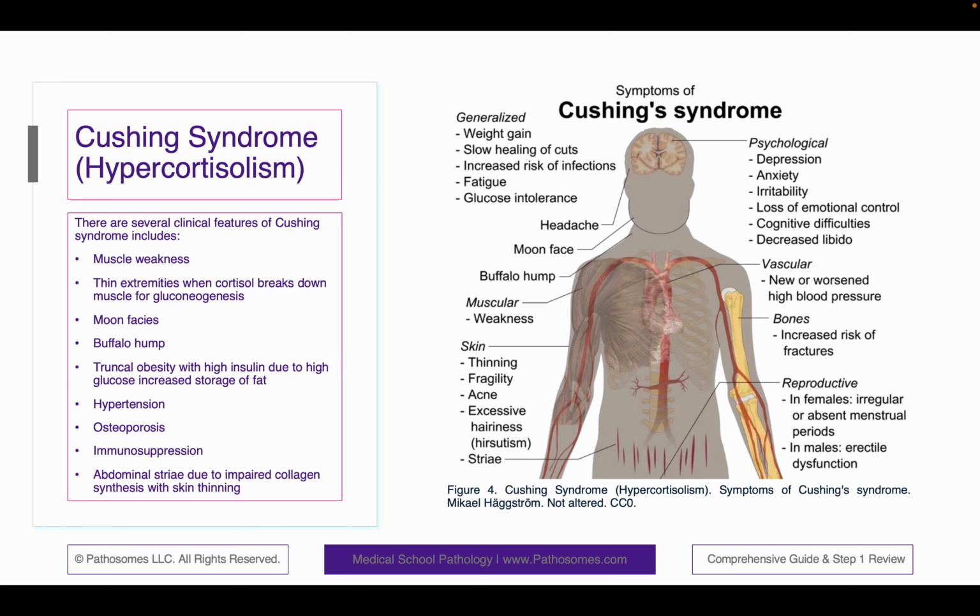There are several clinical features of Cushing syndrome, which include muscle weakness. In the extremities, cortisol breaks down muscle for gluconeogenesis, leading to small muscles. Moon faces can be present, buffalo hump, truncal obesity with high insulin due to high glucose and increased storage of fat, hypertension, osteoporosis, immunosuppression, and abdominal striae due to impaired collagen synthesis with skin thinning. Many symptoms.